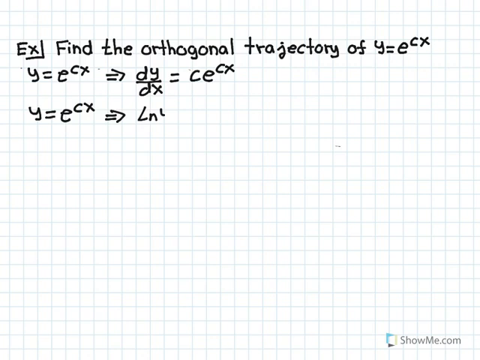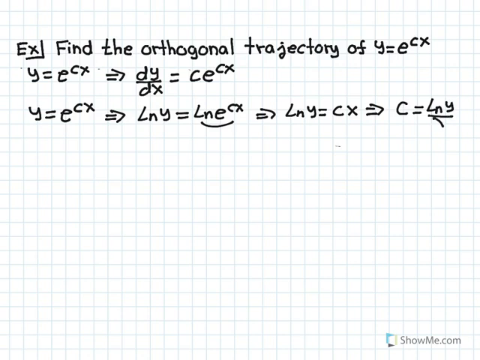So log y, that's the left-hand side, and log of e to the cx. So we get log y is equal to, and log cancels e, we just get cx on the right-hand side. Solving for c, we get c is equal to log y divided by x.